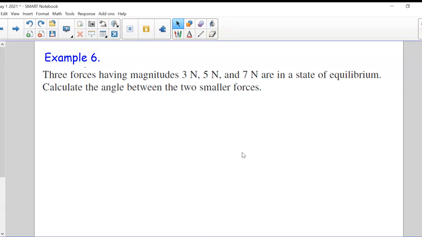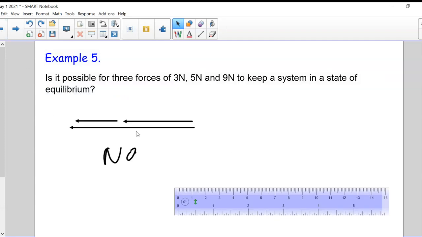In this question, this is different from the one before because the one before was asking whether they were in a state of equilibrium. And I pointed out that this one is not in a state of equilibrium because it doesn't pass the test of any two sides must be more than the third. The 3 and the 5 together are less than the 9. So that means it fails the test of being able to keep a state of equilibrium. If you had these three forces together, they wouldn't be static. They'd be moving in some direction, right? So that's why this doesn't pass the equilibrium test.